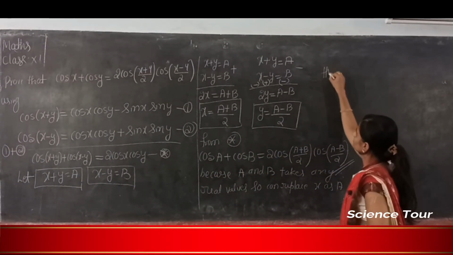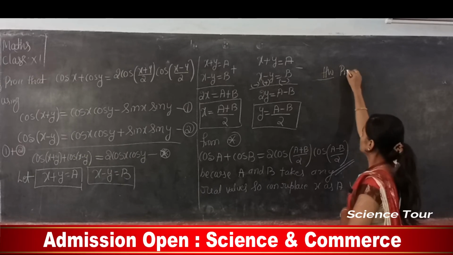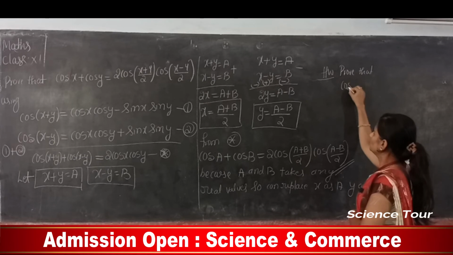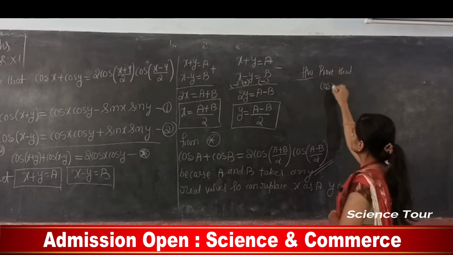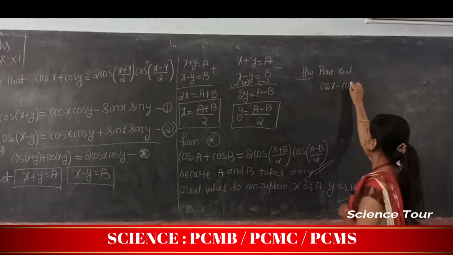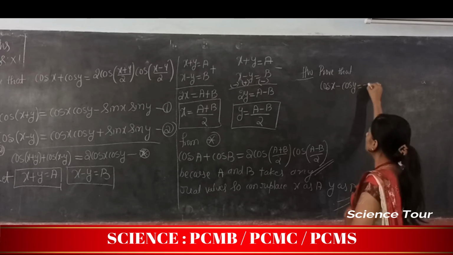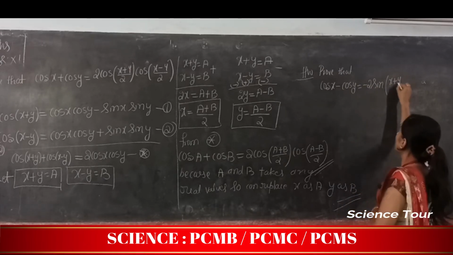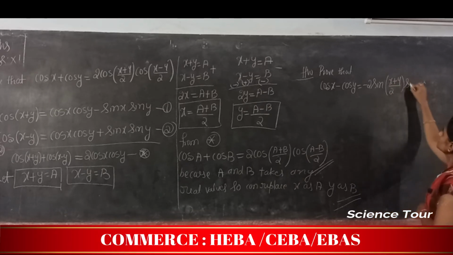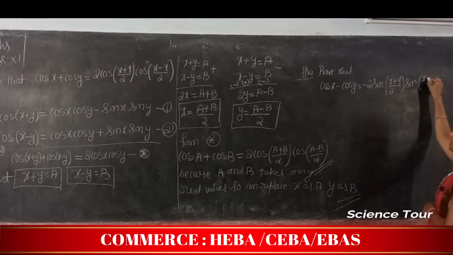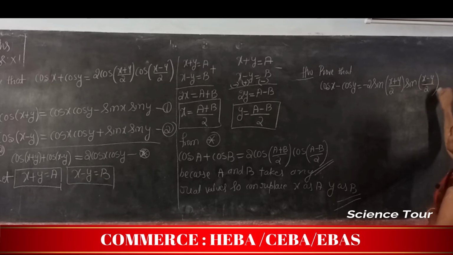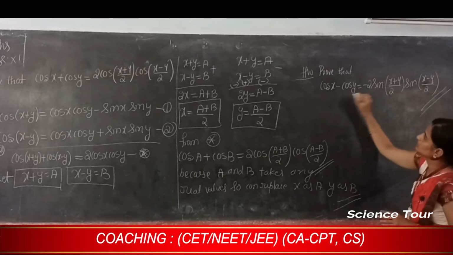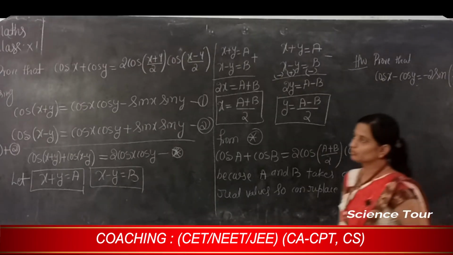Homework: prove that, what to prove here? The last formula left is cos x minus cos y. So what is the formula? Minus 2 sin (x plus y)/2 and sin (x minus y)/2. This is the formula, right? Yes. So prove this. How to prove this one?